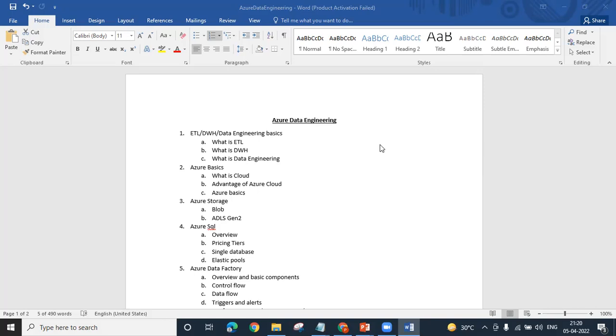Are SSIS and SSRS mandatory? No, it's not mandatory, it's an additional skill. That's what I was saying: even if you're a .NET developer or a big data developer, you can do that. Even a fresher can do that. Okay, thank you.